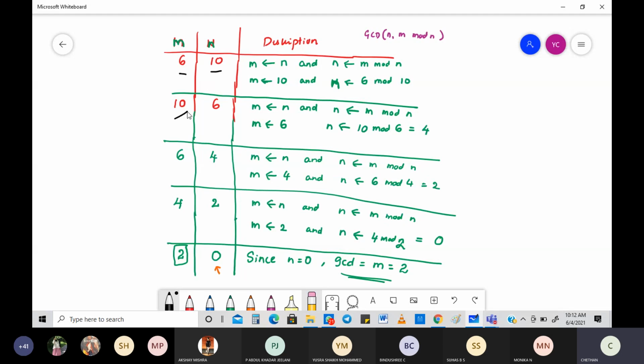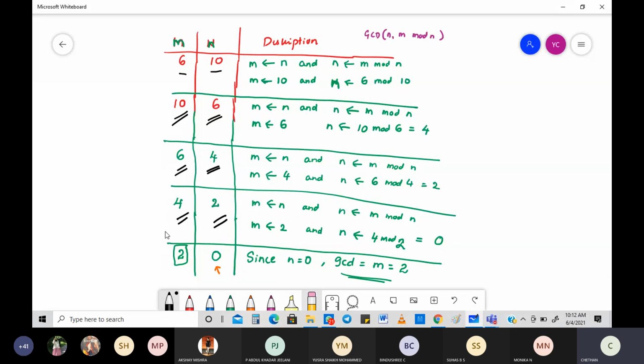Now people might be thinking, hey, it's decreasing by 2 every time. No. 6 to 10, it is increasing by 10. 10 to 6, it is decreasing by 4. Then 2, then 2. So it's varying. It's not a constant factor here. Same thing here: 10 to 6, 4. 6 to 4, 2. Then again 2. Then again 0.